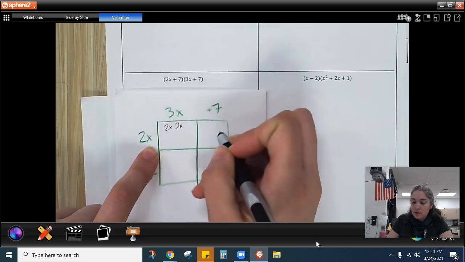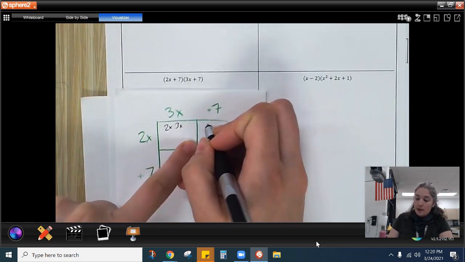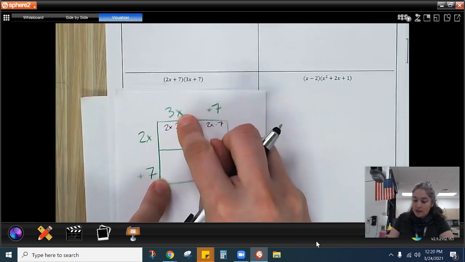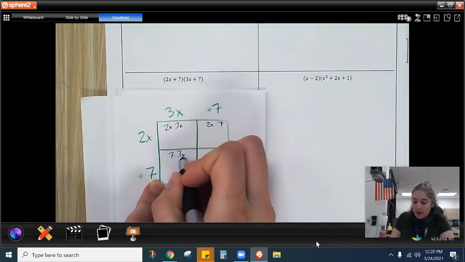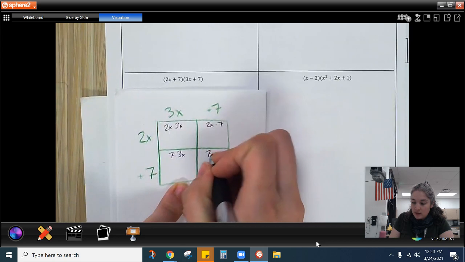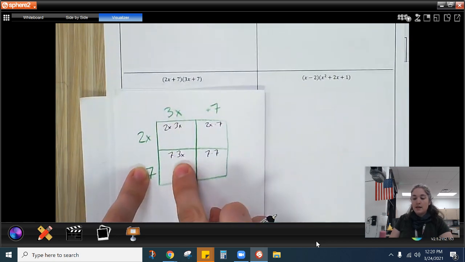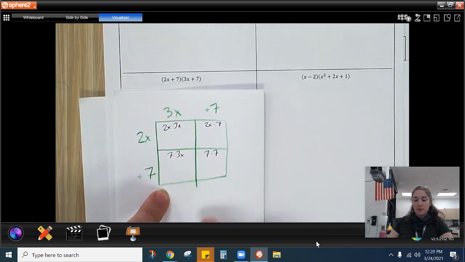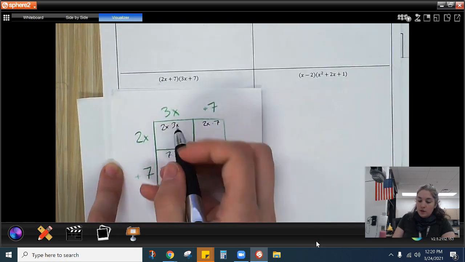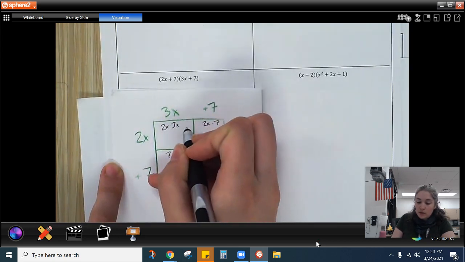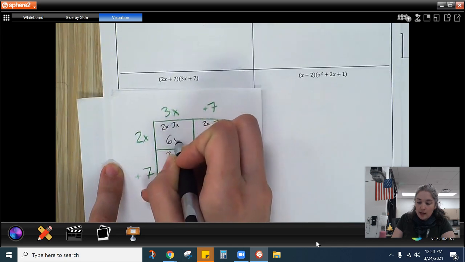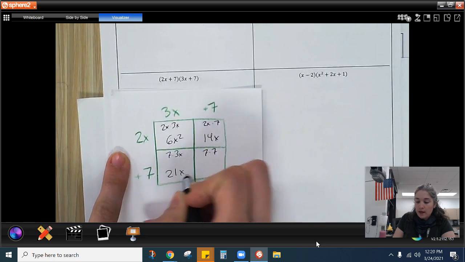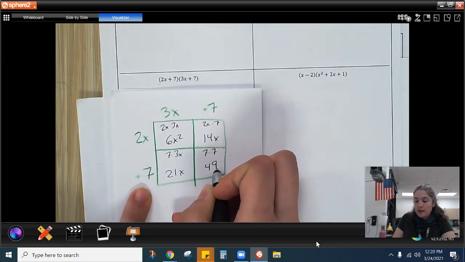2x times 3x. This would be 2x times 7. This would be, it's got a 3 and a 7, so I'm going to do 7 times 3x, and then over here would be 7 times 7. So each of my boxes has the length and the width in it. Do you see that? I'm multiplying the length and the width. So this one, 2x times 3x is really 6x squared. This one's 14x, this one's 21x, and this one would be 49.